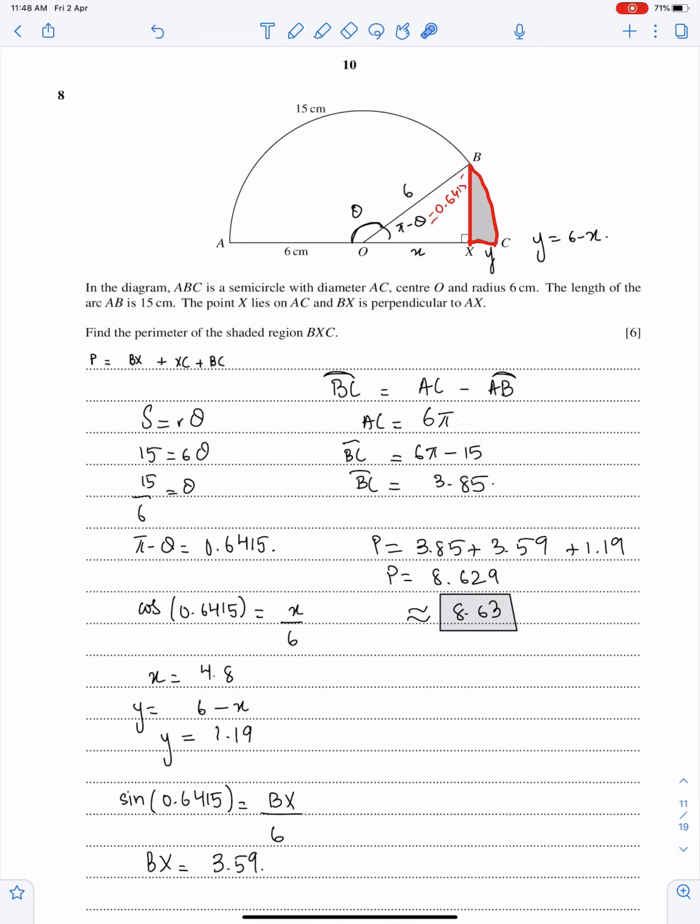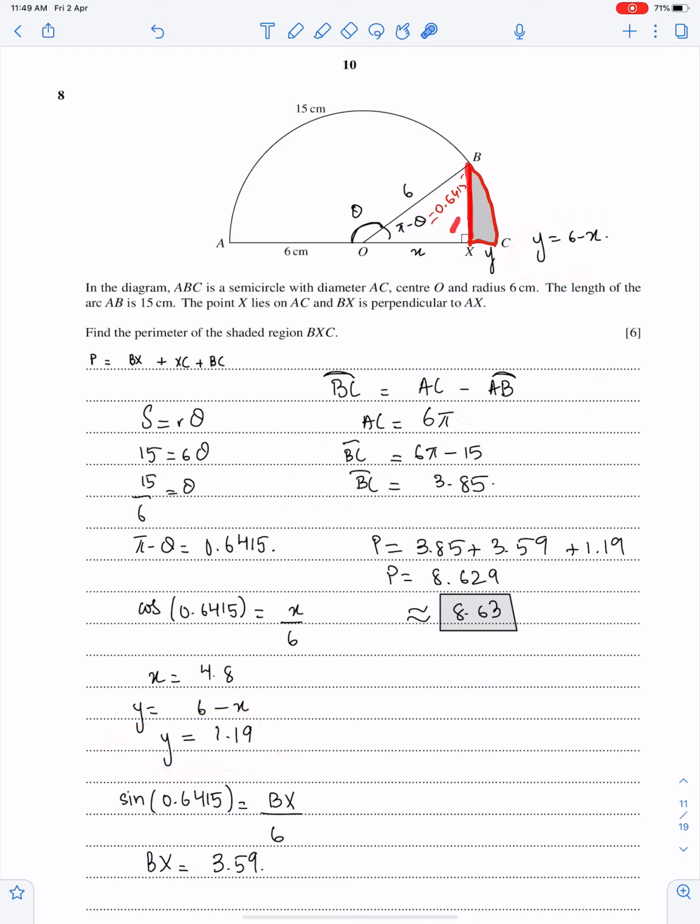Next, now get this length OX and then BX. OX is X. We suppose this as X. So we have to use cos theta in this triangle for OX. So when we use cos, we'll get OX. OX is 4.8. The total length is 6. So we can easily get Y. Y is 6 minus X. So Y is 1.19.